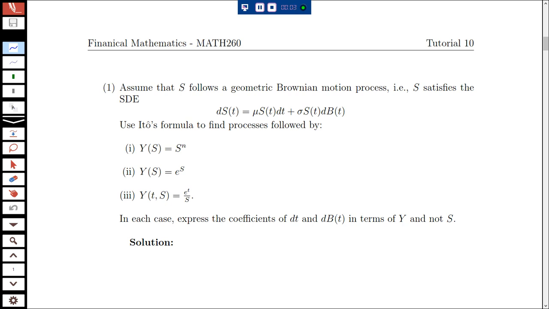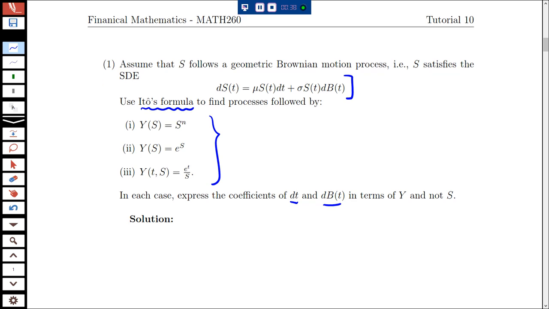Hello everyone, and welcome to this video on tutorial 10 question 1. Assume that S follows a geometric Brownian motion. So we have this definition. Use Ito's formula to find processes for these different situations. In each case, express the coefficients of dt and dB in terms of y and not s. Okay, so let's get stuck into this.